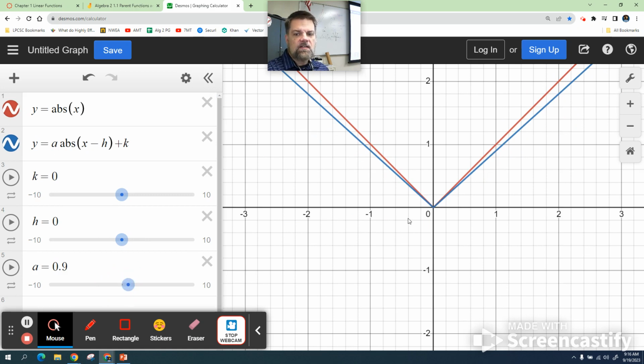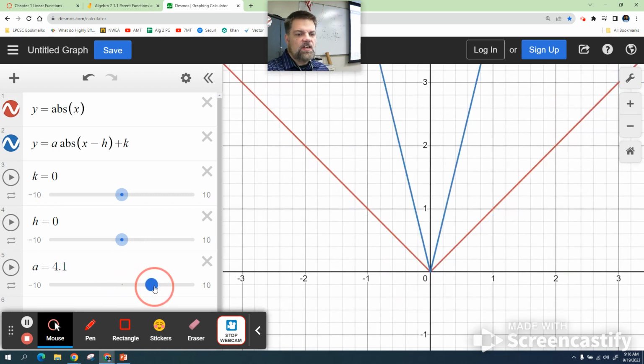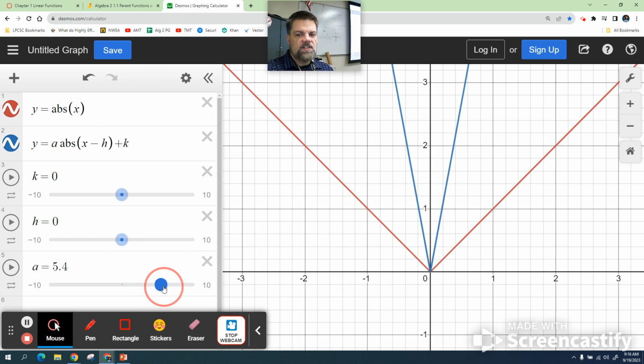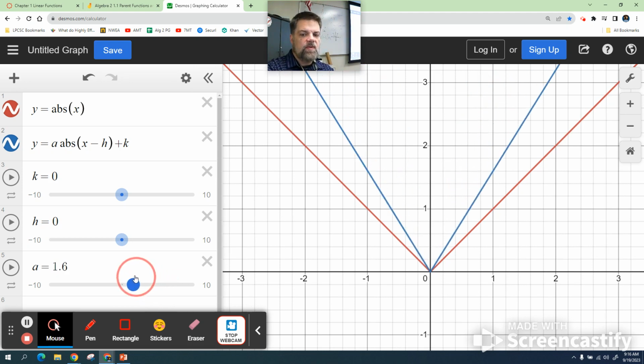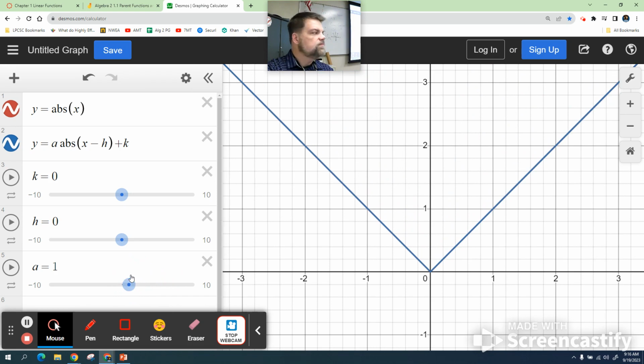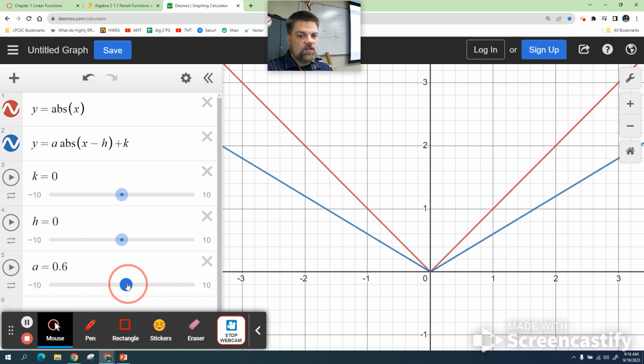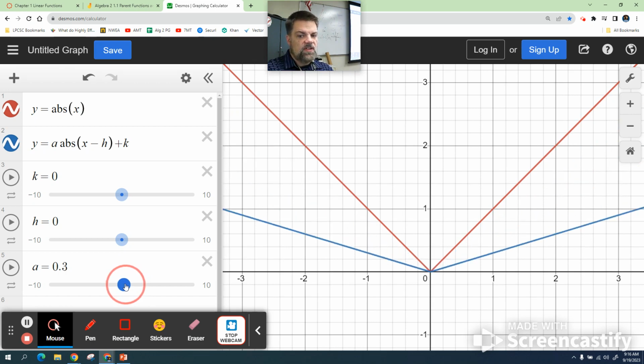So when A is greater than 1, see how that stretches it vertically? As A increases, it's really stretching that vertically. Does that make sense? Now, when A gets to 1, it doesn't do anything. It just stays the same. But when A is between 0 and 1, it shrinks it. It compresses it. So this is a fraction or a decimal. And as I get closer to 0, the more it compresses that. Okay? So that's what they're saying.